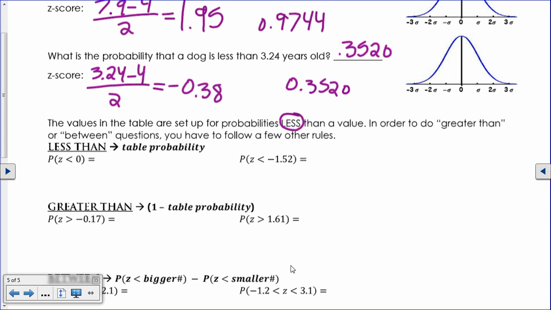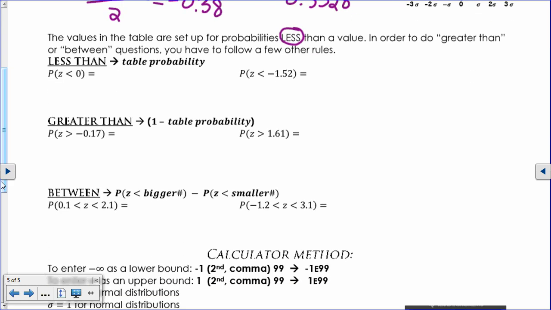If they change it to a greater than or between in the question, you can still use the chart. There's just a little bit of extra work you have to do, and I have that listed right here. If it's a less than, you just use the table probability. But if it's a greater than, you're going to do 1 minus the number that you found. So you can still go to the chart and find a number, but if you see that it's a greater than, you should do 1 minus that number, and that gives you the answer.